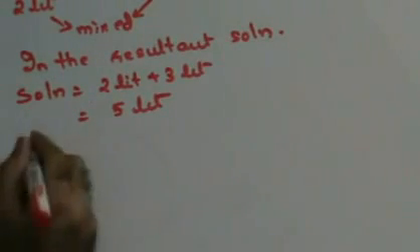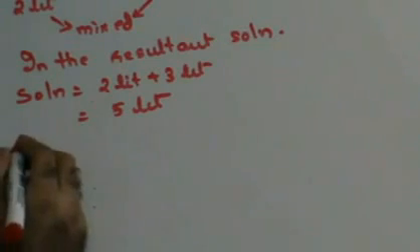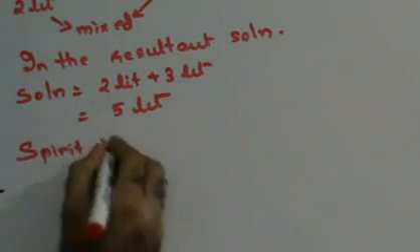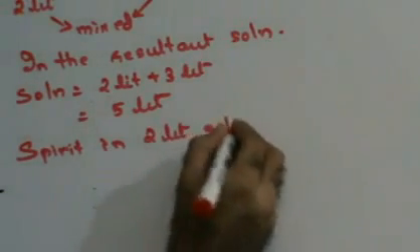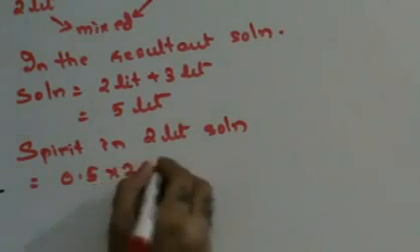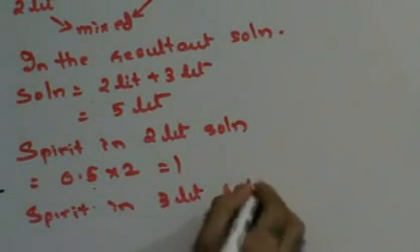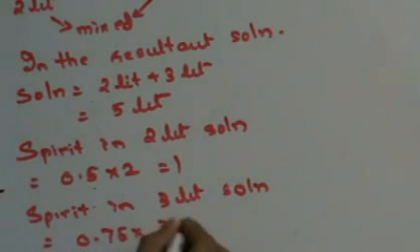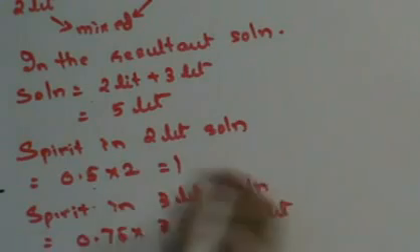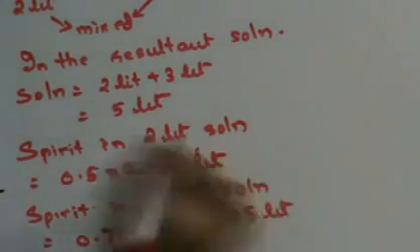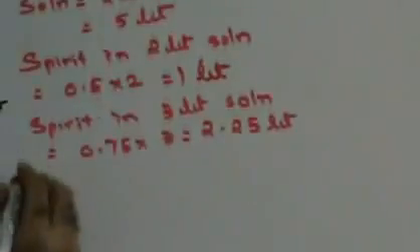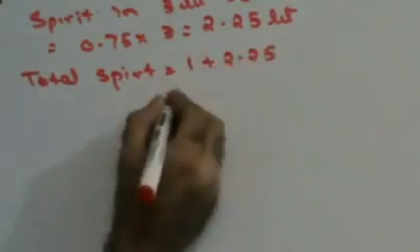Now, the concentration is 0.5. So in that case, I can say spirit in the 2-liter solution, its concentration is 0.5 and there are 2 liters of that. That is 1 liter of spirit. In the 3-liter solution, spirit is 0.75 and there are 3 liters, so that is 2.25 liters. Right? So in that case, the total amount of spirit is going to be 1 plus 2.25, that's 3.25 liters. There is going to be 3.25 liters of spirit present, right?